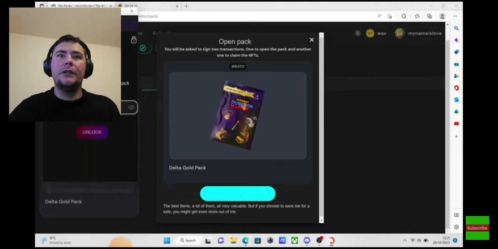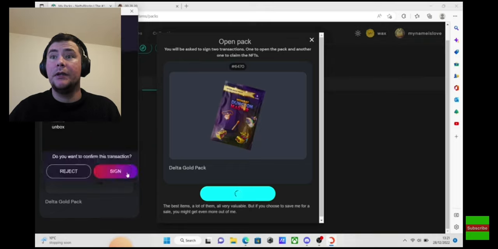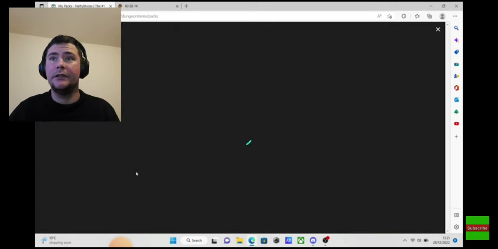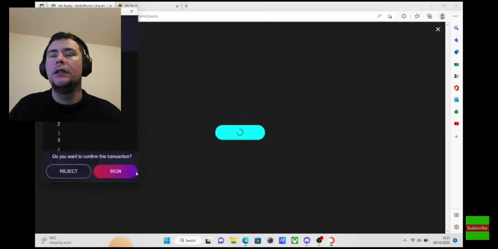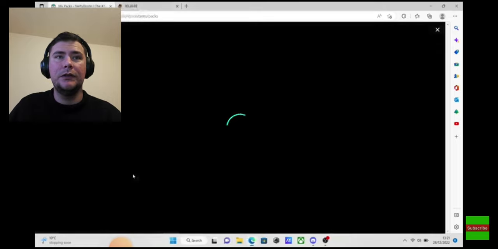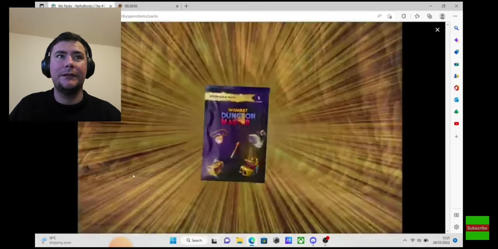Okay, so we got three legendary. Not too bad, I guess. No mythic insight again. We would have gotten a better deal by selling the pack, definitely. So don't do what I do, just sell the packs.